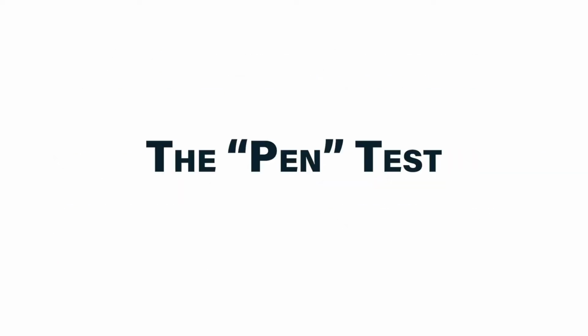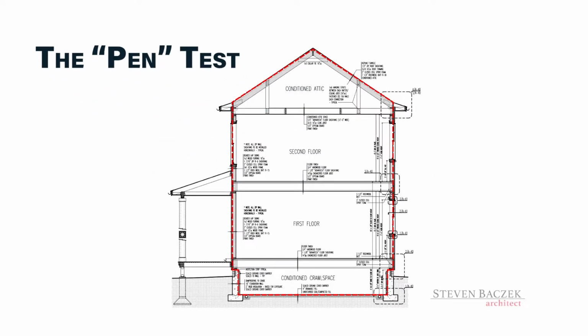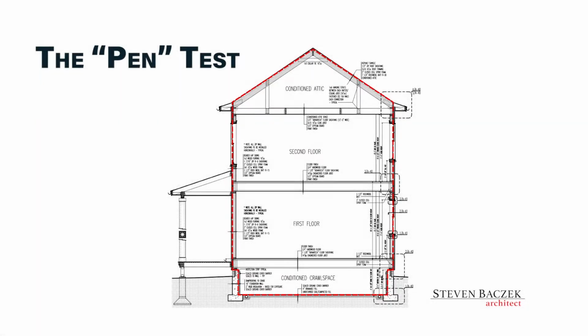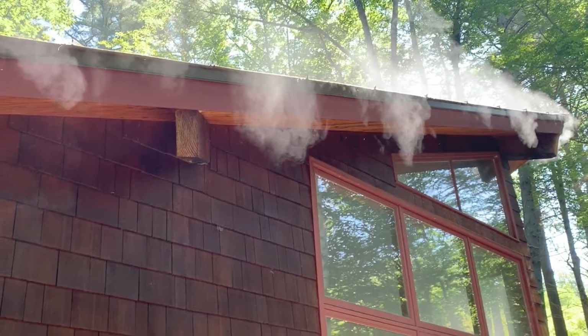One way to think about this idea of continuity is the pen test. You take your finger or your cursor or a pencil, and without lifting it off the page, trace the control layer from the footing to the ridge in a building cross-section. It's going to be really tempting to jump at changes in assembly, changes in materials, changes in plane. More on this later. Yes, that air leakage can be sneaky.